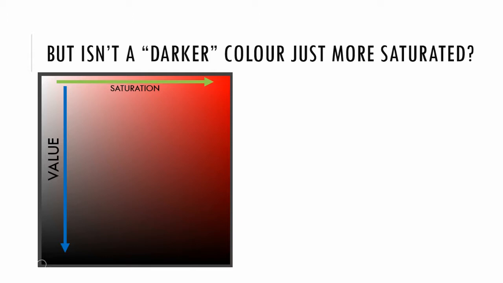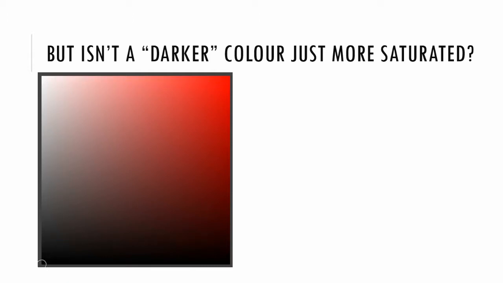So the reason that value and saturation are not the same is because of this. From left to right, you get a more saturated color, whereas from top to bottom, you have an increase in value, which means at different levels of value, you have different saturations of color. So saturation is basically just a more pigmented version of any value.